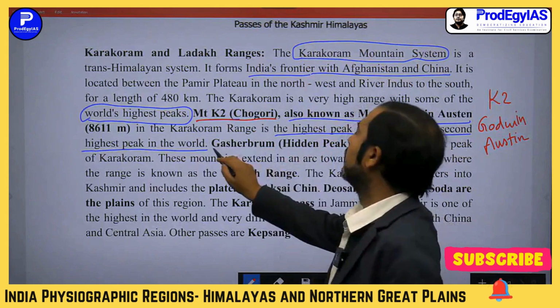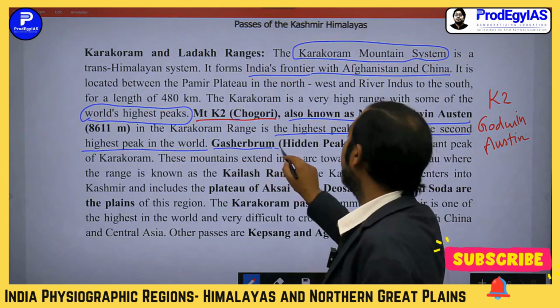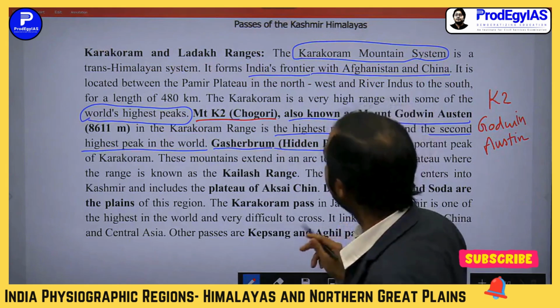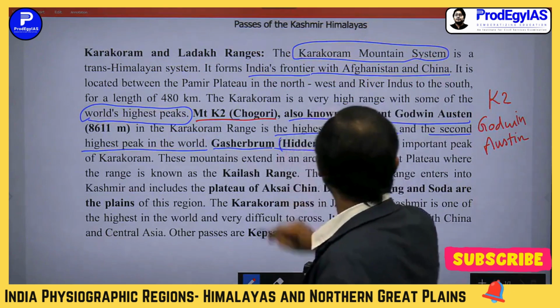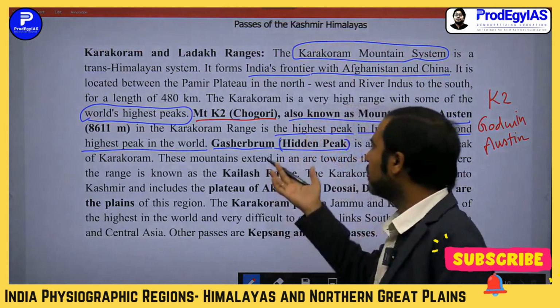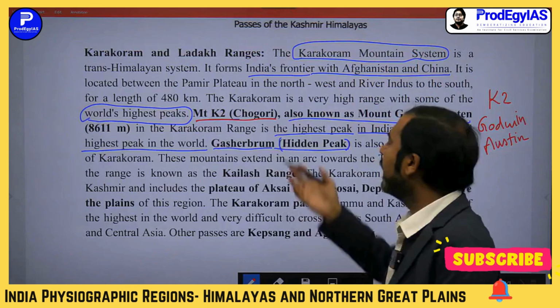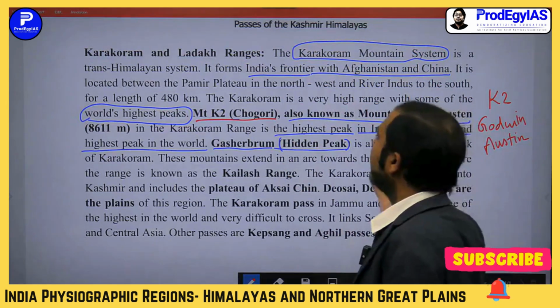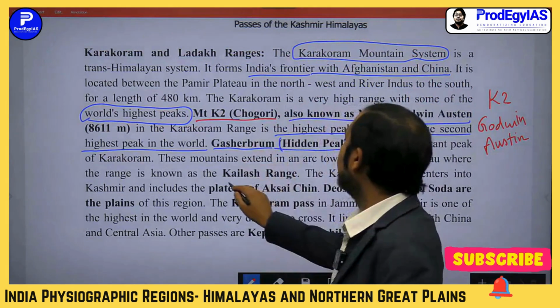Right. One more important peak is Gasherbrum or Hidden Peak. It is also named as Hidden Peak. Gasherbrum. One more important peak named Masherbrum. So K2, Gasherbrum, Masherbrum, they are important peaks of Karakoram mountain. Then Kailash range.